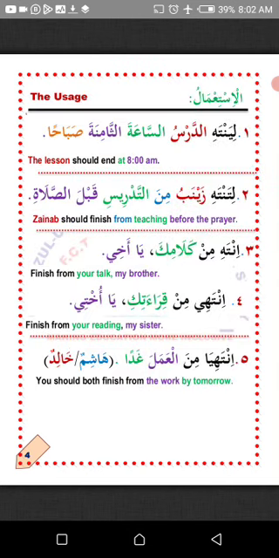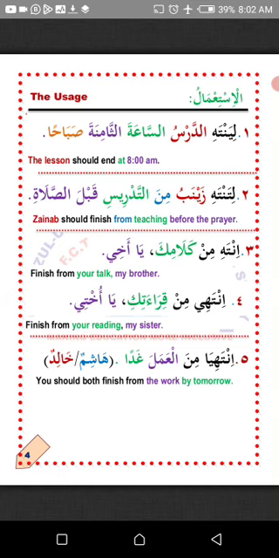MashaAllah. Al-istimal, now the usage. Number 1: لينتهي الدرس الساعة 8 صباحا. The lesson should finish الساعة 8, at 8 o'clock صباحا, in the morning.